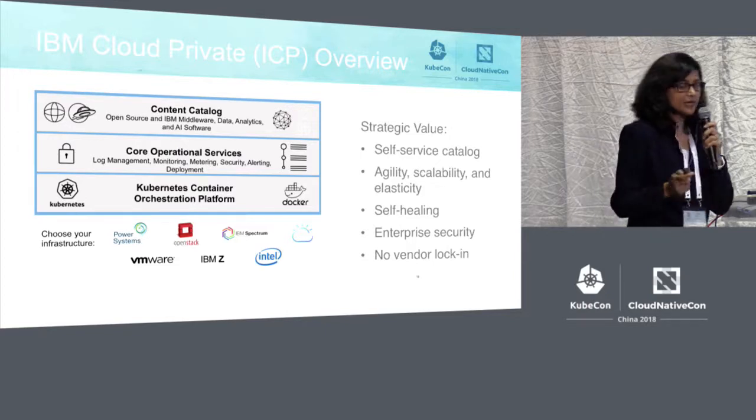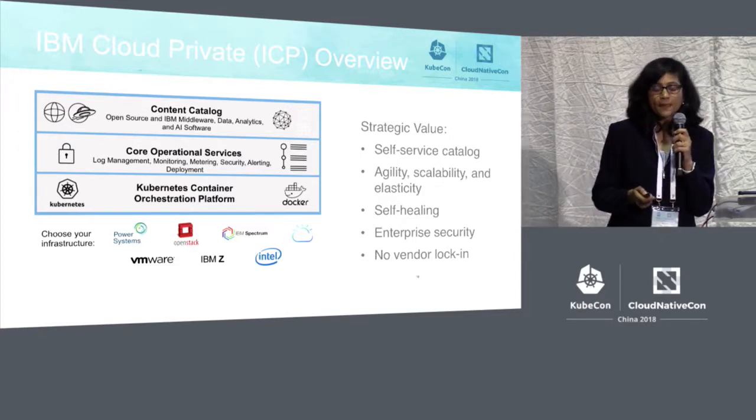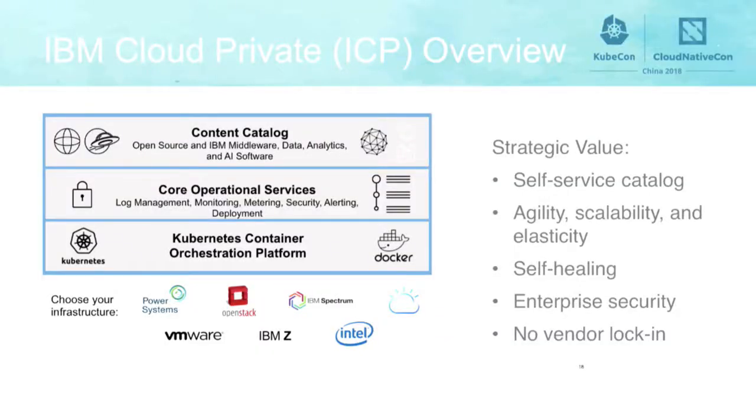Let me quickly touch on IBM Cloud Private. All the points that I touched on are covered with the cloud provider, or the cloud that we are building, Cloud Private. It's based on open source Kubernetes and Docker. We add core operational services on top: log management, which is open source ELK, and monitoring, Prometheus and Grafana based. There's metering. Metering tells you exactly how people are using the cloud.